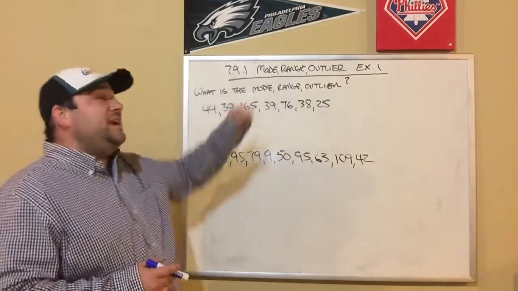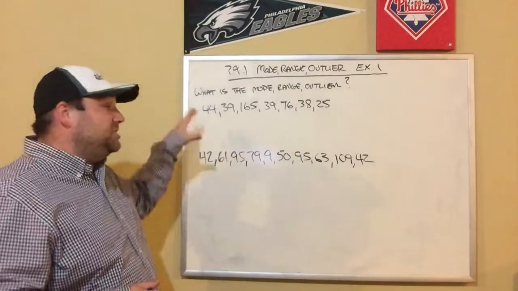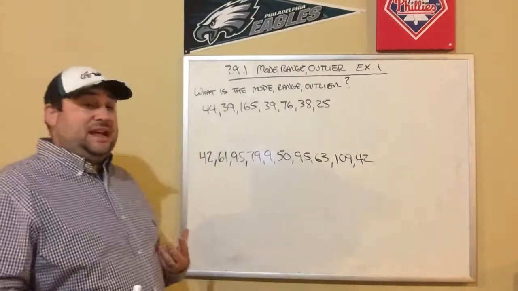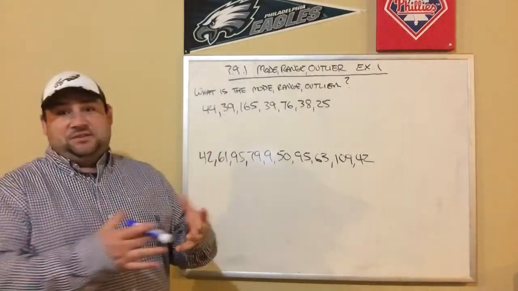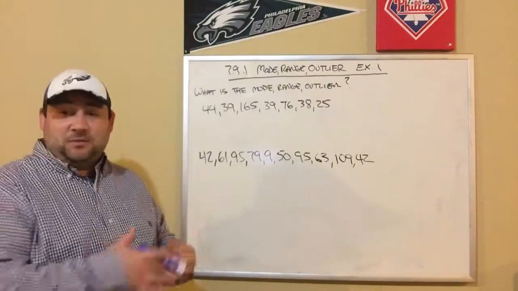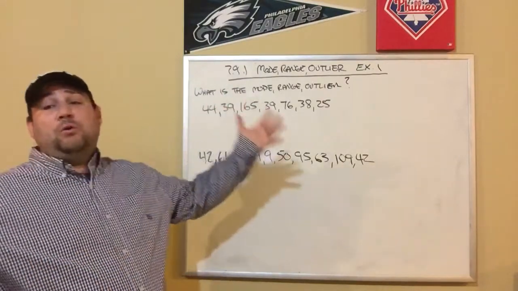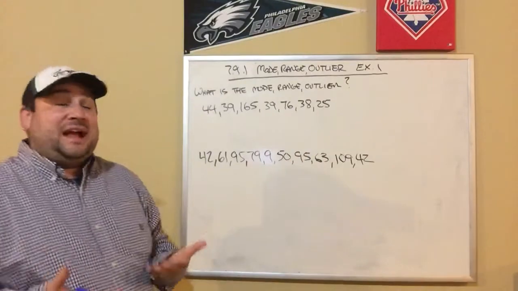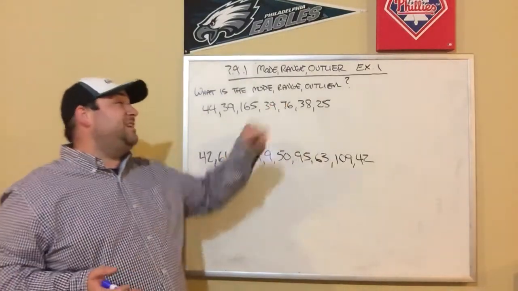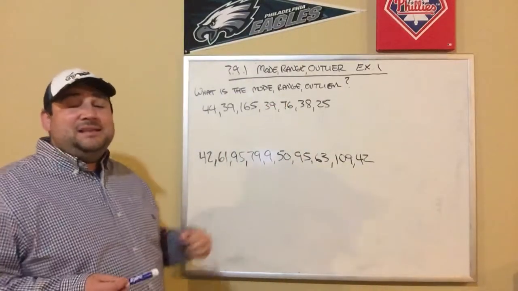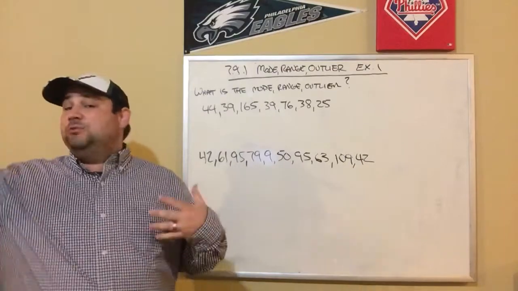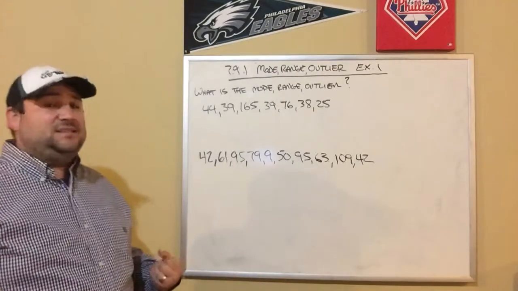We're also going to talk about range today. Range is just the largest data item minus the smallest data item. And basically it tells you, that's where the word range comes from, the range of the data. You know, how wide or how narrow the data might be. And then finally we're talking about an outlier. An outlier is a number that doesn't fit. It's either too large or too small for the rest of the data.